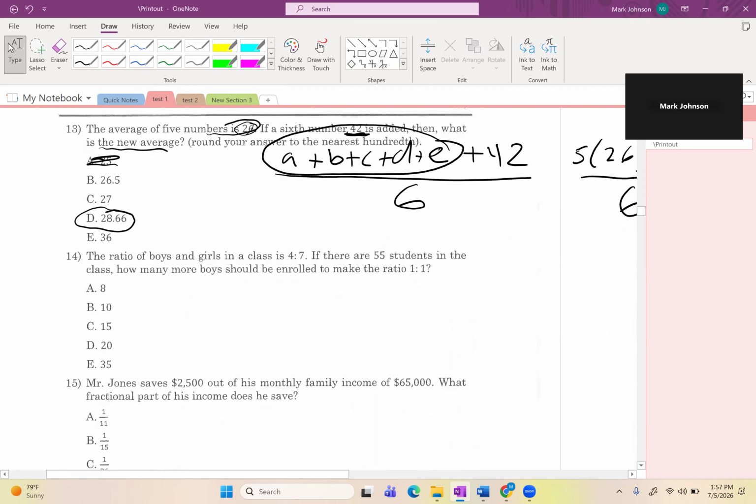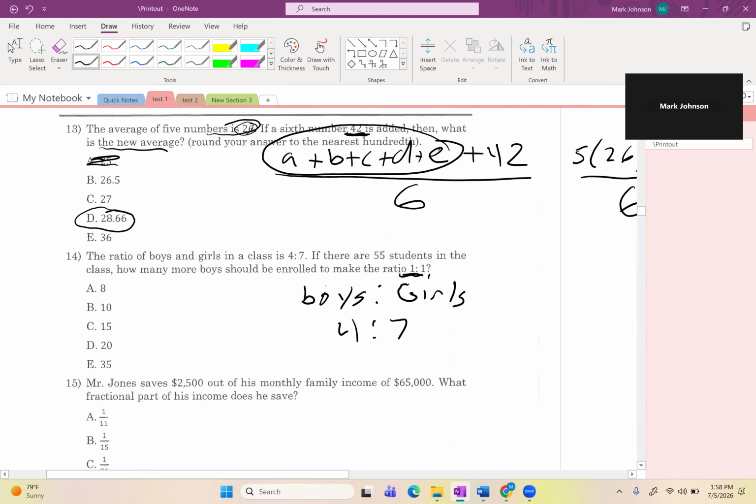Okay, the ratio of boys to girls in class is 4 to 7. There are 55 students in the class. How many boys should there be enrolled to make the ratio 1 to 1? Entonces, quiero saber los números de chicos y chicas y vamos a ver cuántos más chicas hay que chicos.